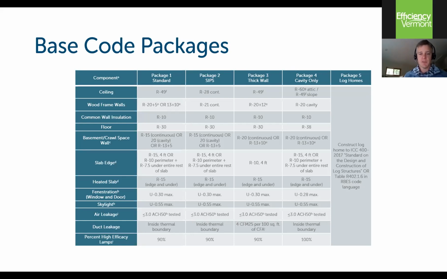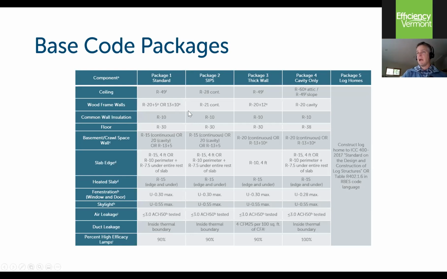This table is a frame of reference for performance for not just the prescriptive packages, but also for guiding people towards what ResCheck or HERS would require as well. But essentially, you're looking at 3 options here that require a level of continuous insulation on above grade walls, meaning you're not just putting insulation between the framing cavities, but you're providing some sort of continuous layer of insulation, either on the inside or outside of those walls or as a part of the wall design itself.